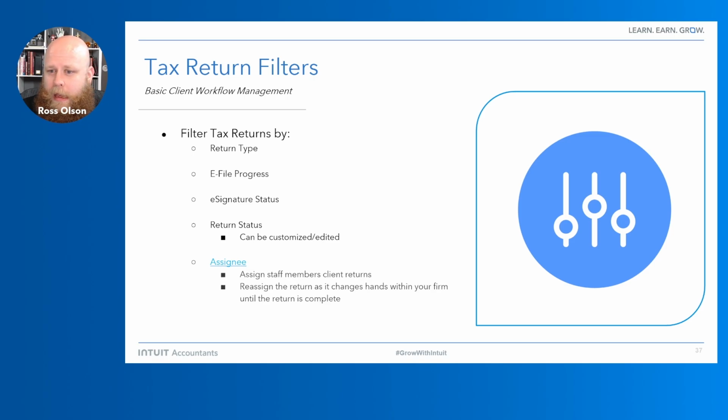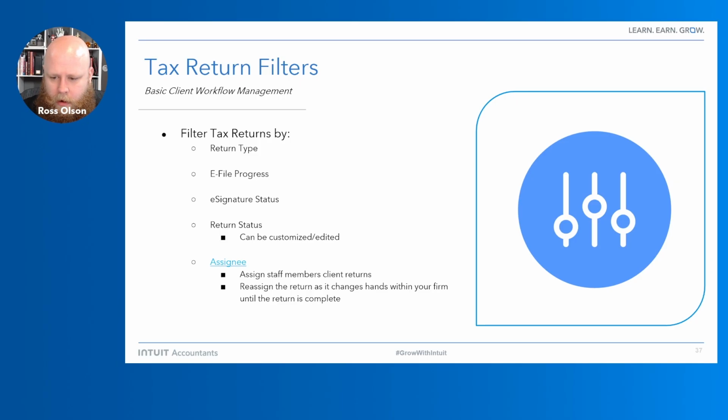You can also sort by who is assigned to the return. And those assignees are something that you can use outside of who the paid preparer is, but who's working on the return. It gives you a little bit of a practice management element of assigning the return until it's complete. And anyone at the firm can go and click on their name, for example, and see which returns have been assigned to them.